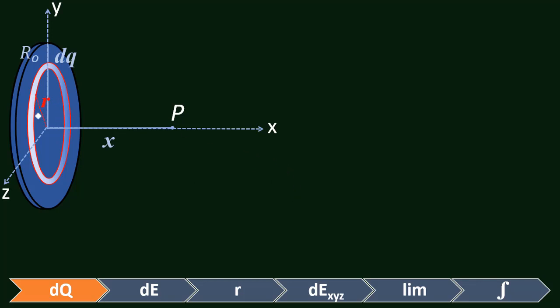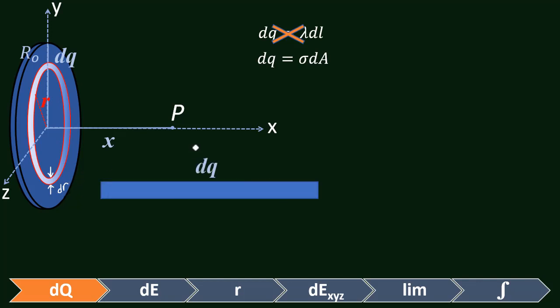Let's say that this ring charge on the surface of the disk charge has a radius r and it has a thickness dr. This thickness is important. Why? Because dq is not a line charge anymore. We have a surface charge distribution. We have charges on the surface of the disk. So we have to use surface charge density sigma and define an area. So we need this dr.